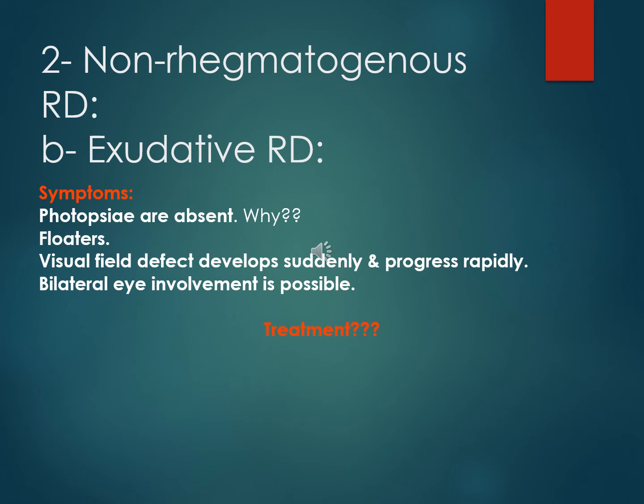The treatment of exudative retinal detachment is the treatment of the pathology itself. For example, if we treat posterior scleritis, or we reduce the blood pressure in the patient with malignant hypertension, or we correct the uremia, the exudative retinal detachment will disappear.